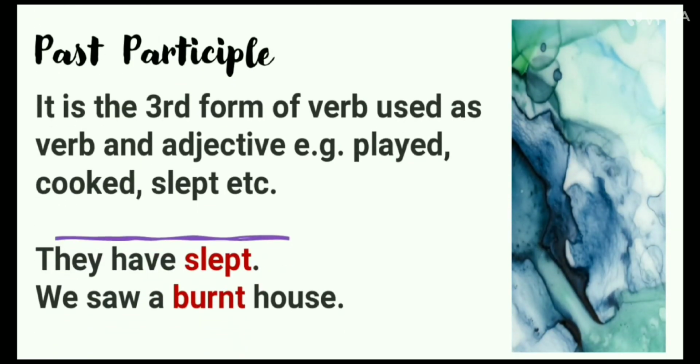Past participle. It is the third form of verb used as verb and adjective, like played, cooked, slept, etc. Let's have a look at some examples. They have slept. Slept, third form of verb, used with the helping verb. That's why it is making a simple sentence of present perfect tense. Next example. We saw a burnt house. Burnt, third form of verb, a participle modifying house.